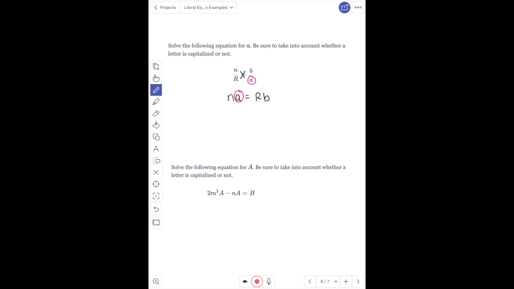Since I'm solving for a, I now have n times a, so we're going to divide by n. And a equals rb divided by n.